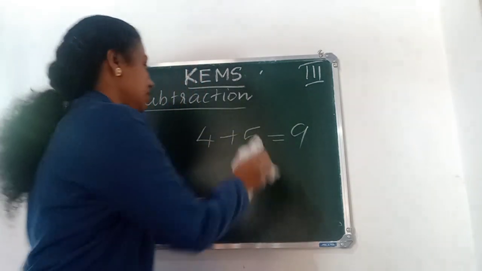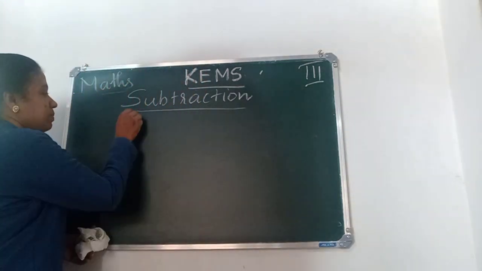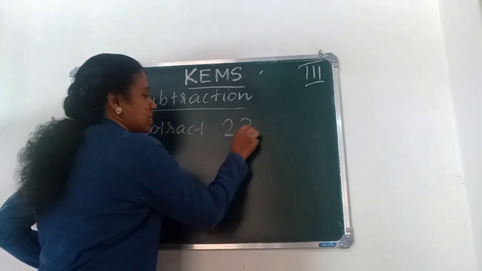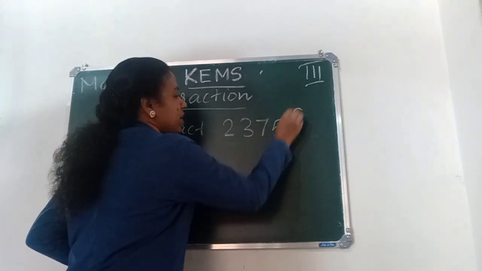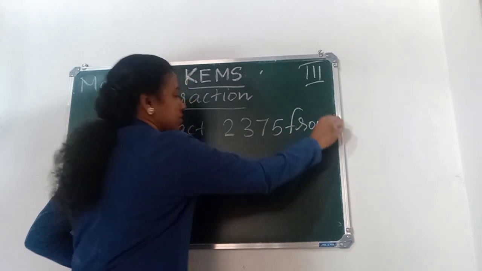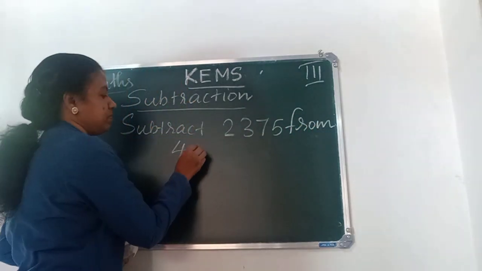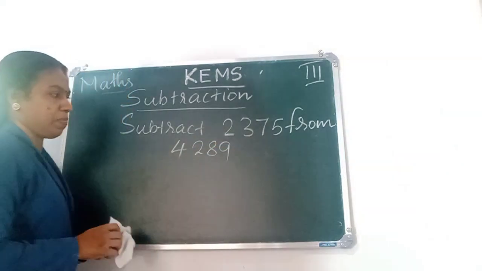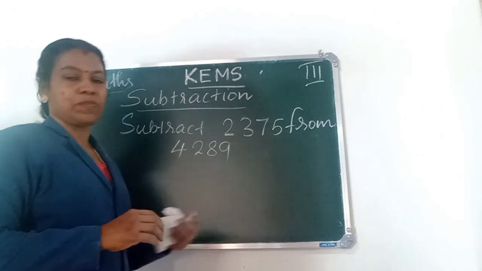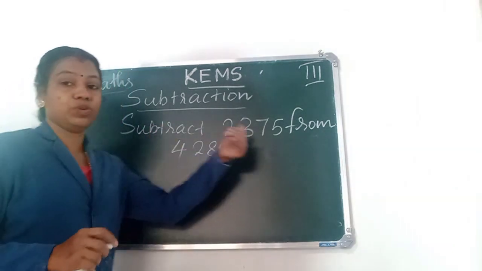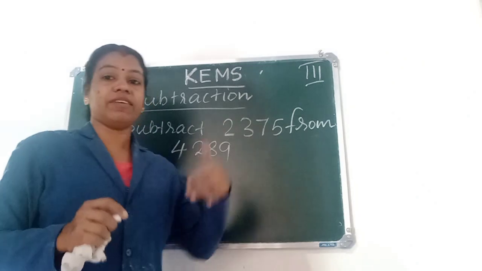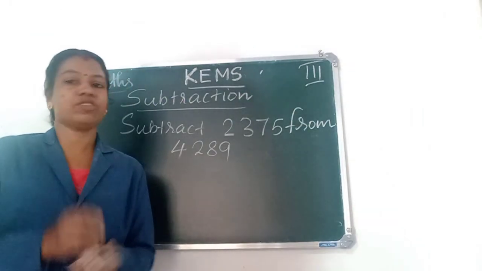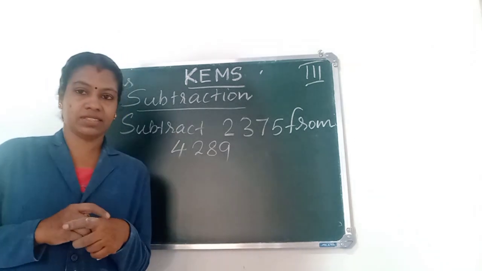First example. Subtract 2375 from 4289. So this is the question: subtract 2375 from 4289. Which number do you write first?